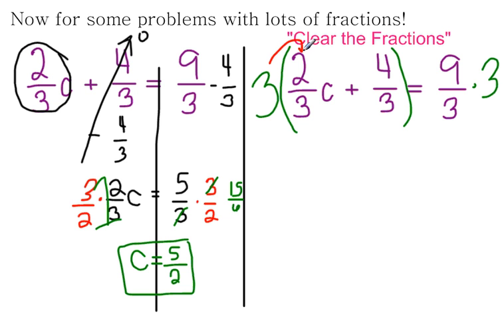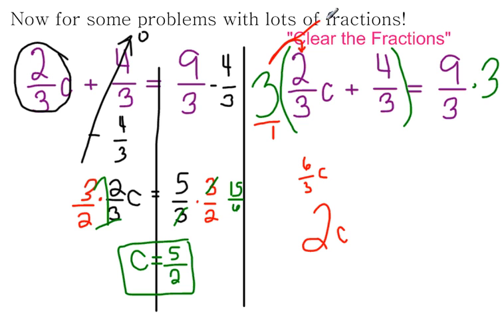So I have to distribute 3 times 2 over 3. Well, if I turn this into a fraction, 3 over 1, let's see. 3 times 2 is 6, and 1 times 3 is 3. So now I've got 6 thirds. Well, what is 6 divided by 3? It's 2. I've got 2c.